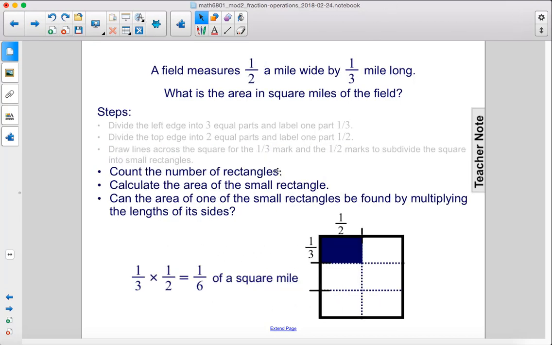Then we count the number of rectangles: 1, 2, 3, 4, 5, 6. We calculate the area of the small rectangle, which is 1/3 times 1/2, and that's 1/6 of a square mile.